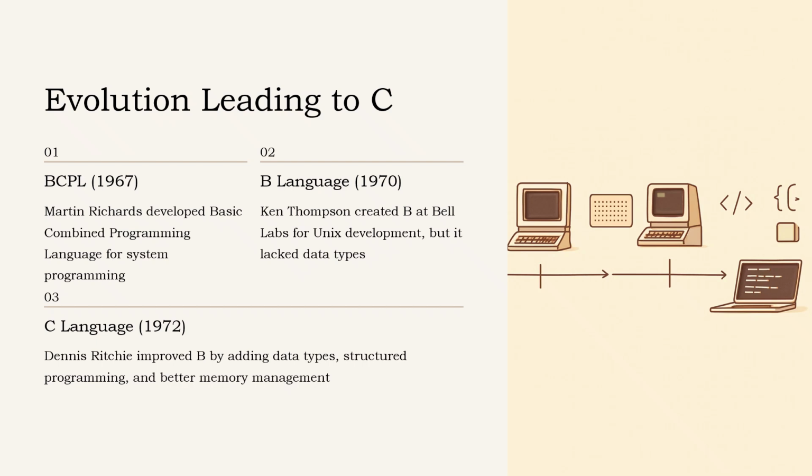So in this, you can see the evolution: from the year 1967, it is BCPL, done by Martin Richards. And in the year 1970, B language was developed by Ken Thompson. And in the year 1972, C language was developed by Dennis Ritchie, which has more features, structured programming, and better memory management.